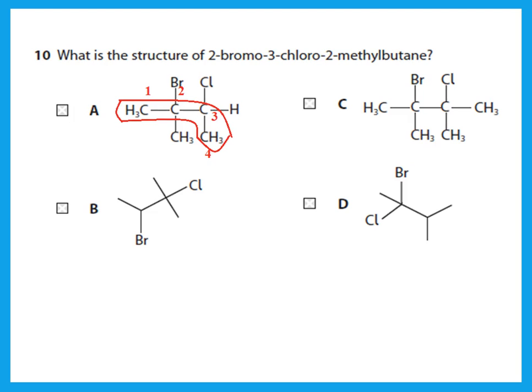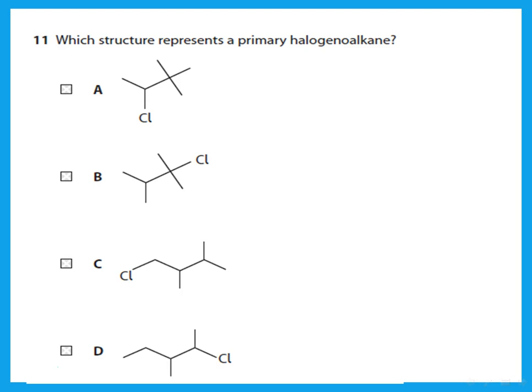And then if I number them from the left, the bromo is on carbon number 2, the chloro is on carbon number 3, and I have another methyl group on carbon number 2. So that actually is my compound. If you look at all the others, you will find that they're not correct.